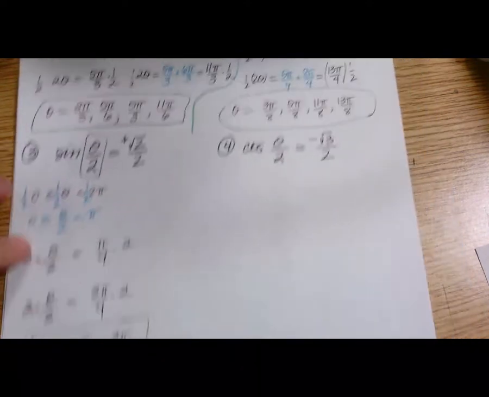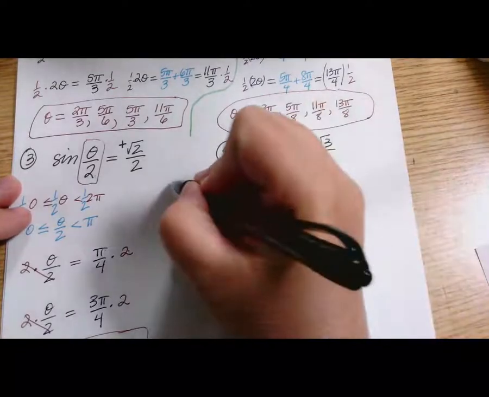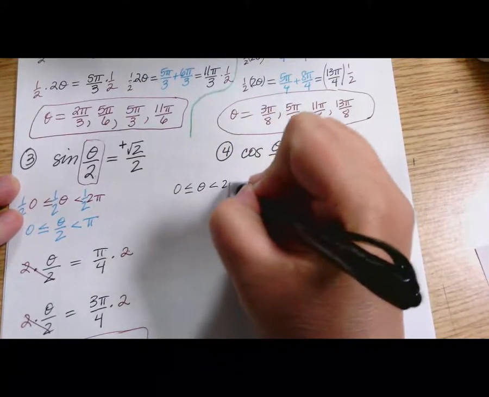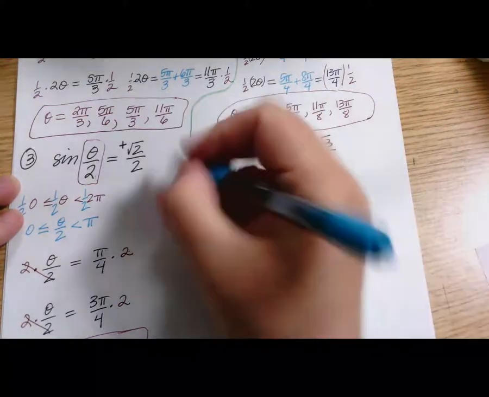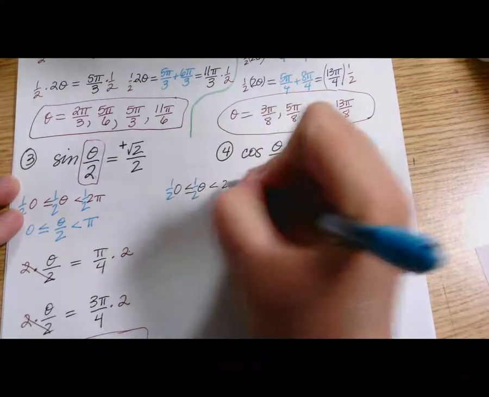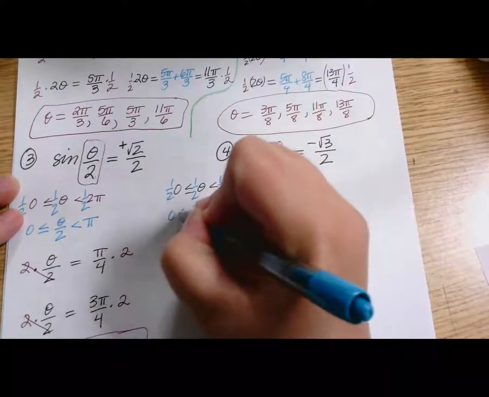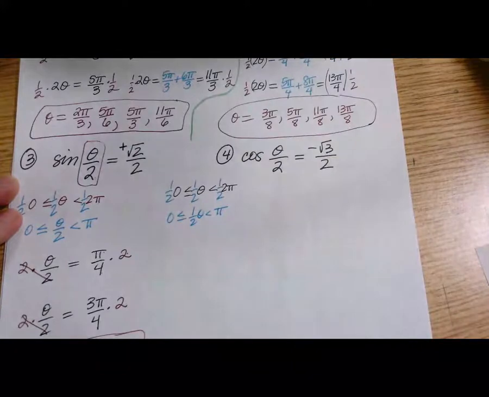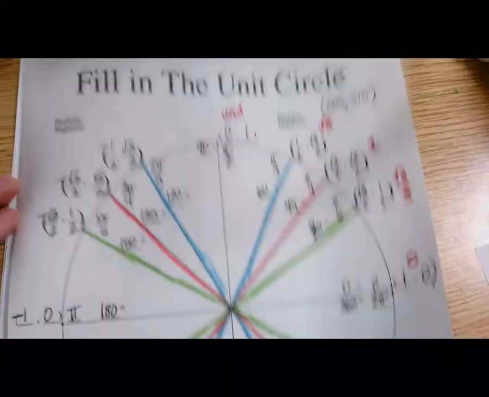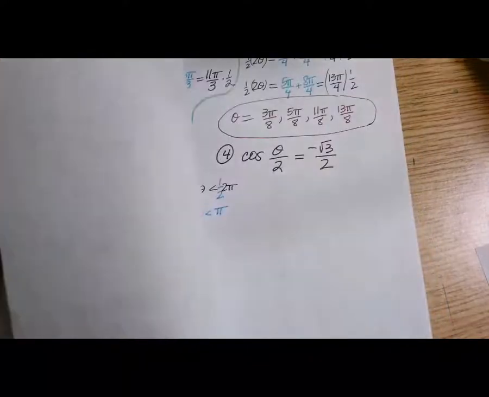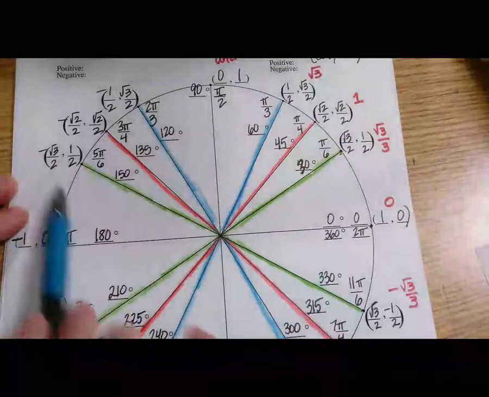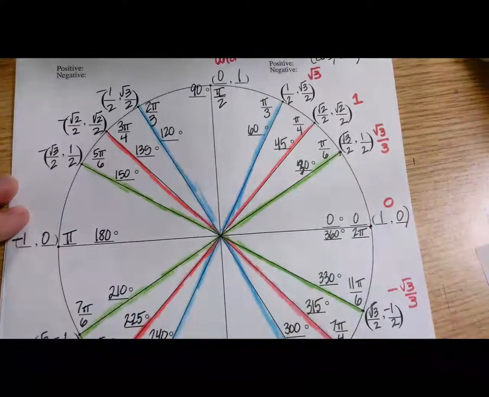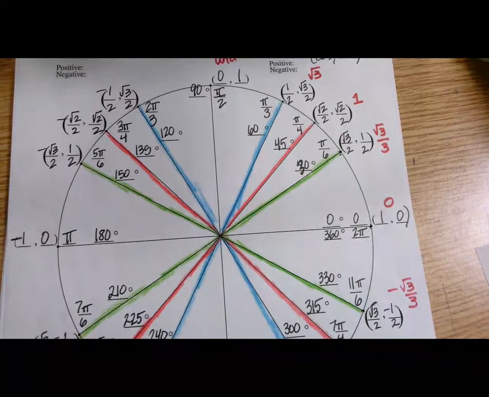Okay, so we're starting out the same way. We're saying if theta is supposed to be between 0 and 2 pi, then that means that 1/2 theta needs to be between 0 and pi. Okay, so we're looking at all the places on the top half here between 0 and pi that cosine is negative root 3 over 2. So 5 pi over 6, that's it. Just 5 pi over 6.